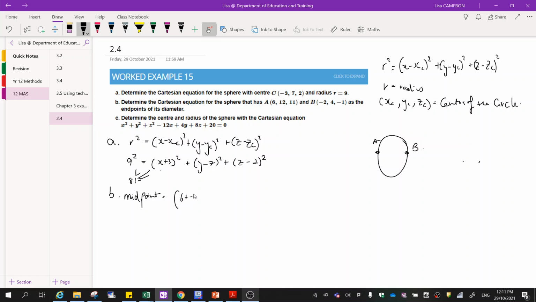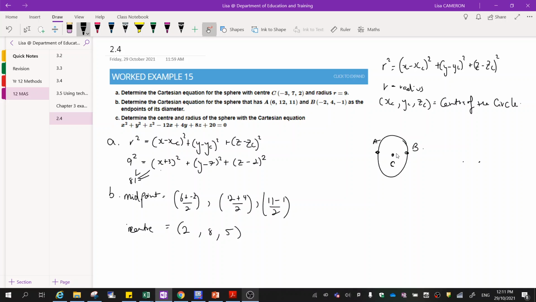So 6 plus -2 over 2, comma, because this is going to return to us a coordinate, 12 plus 4 over 2, comma, 11 minus 1 over 2. So this will become 2. This one here will become 8, and the last one will become 5. So this thing, its center, its midpoint of the circle is there. Now I can use this information because now I found this point here that we'll just call C.